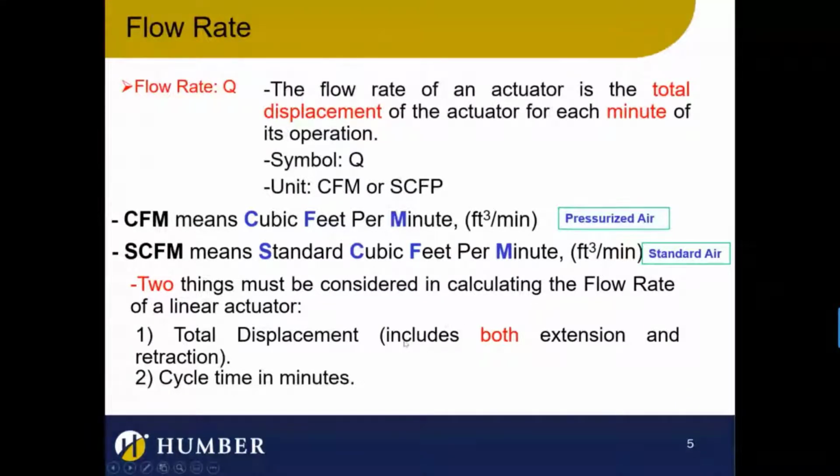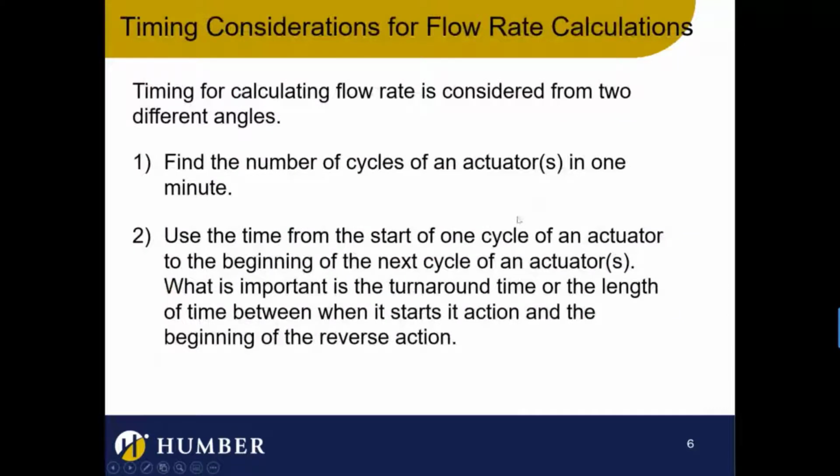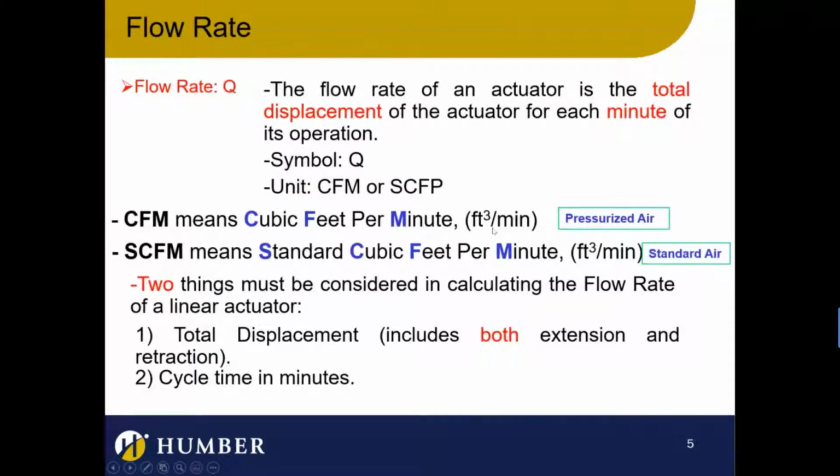So we need full displacement for both extension and retraction, and we need cycle time in minutes. Because we're calculating the displacement of the cylinder in cubic feet, and we're talking about how long it takes to displace the cylinder, that is going to be in minutes because it's cubic feet per minute. Now, mostly we're going to be given information in inches. We'll be calculating cubic inches, and we're going to be talking about cylinder actions in seconds. So we have to do some conversion, but I've got a formula that does it for you.